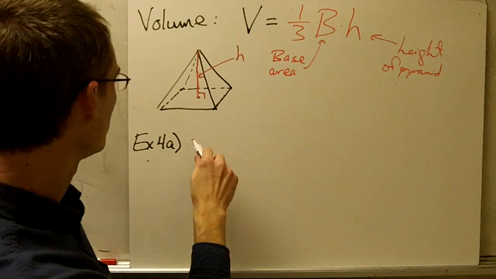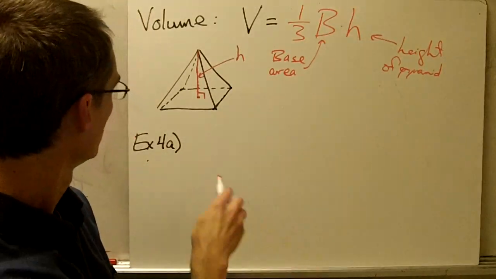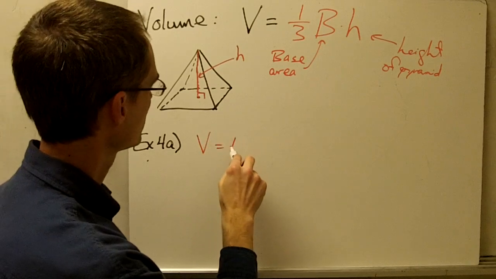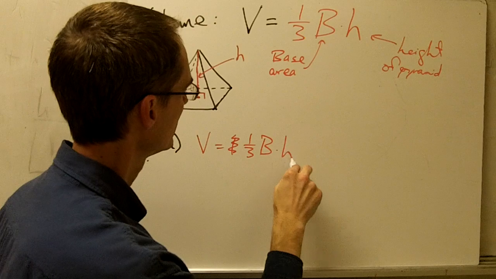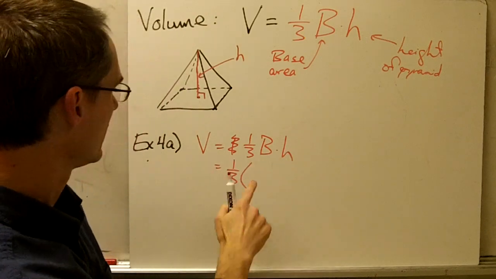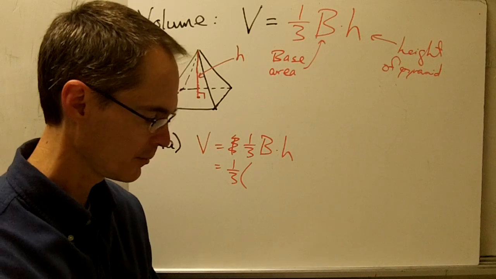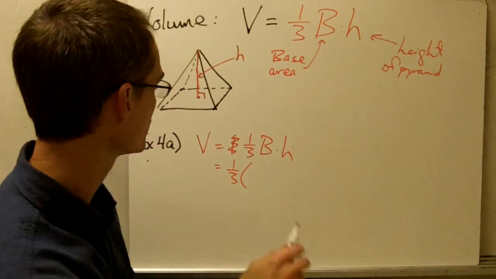So the volume of our pyramid here for 4A, it's going to be 1/3 big B, area of the base, times height. And let's see. I know the value of big B, the base of this one, because I calculated it back in example number 1. That's just 64.